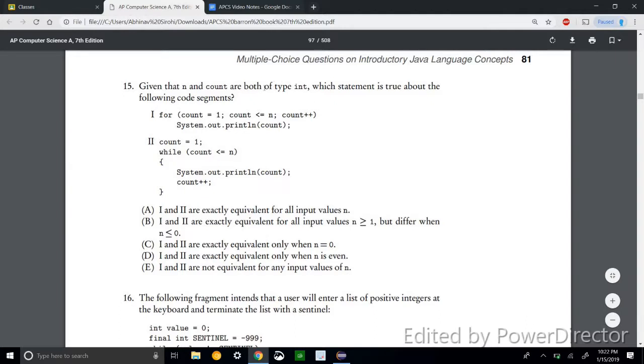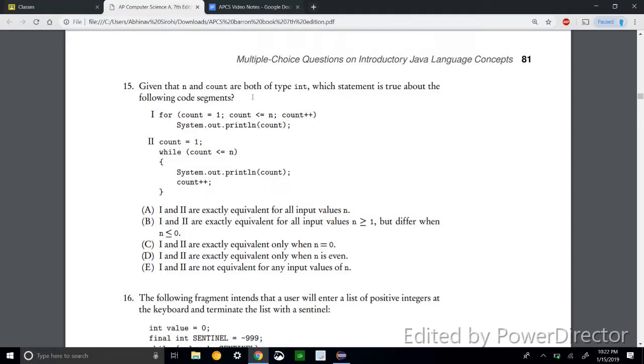Number 15. Given that N and count are both type int, which statement is true about the following code segments? So in these code segments, we have a for loop for the first one and a while loop for the second one. What the first one does is it starts at count equals 1 and goes on to a certain number while adding 1 to count every time the for loop reiterates. All it does is print count. So this for loop basically just prints every number from 1 to n.